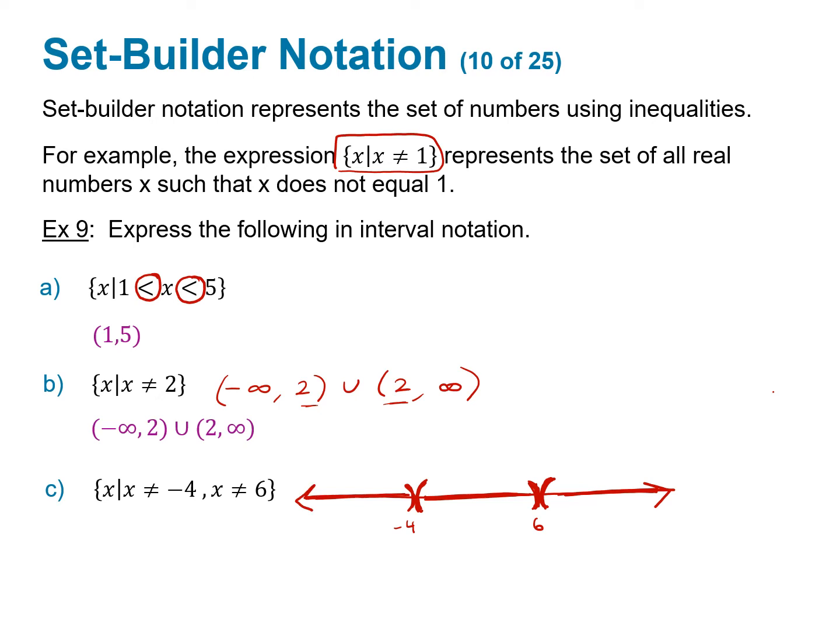And so in this interval, we have negative infinity all the way to -4. In this interval, we have -4 to 6. And in this interval, we have 6 to positive infinity. And that's how you exclude. Sometimes it's really important to go back to the graph because the graph helps those visual learners.